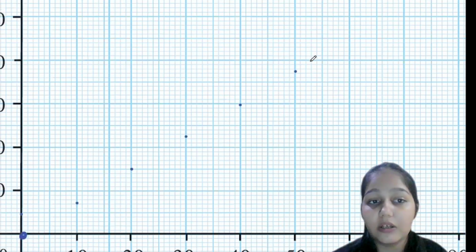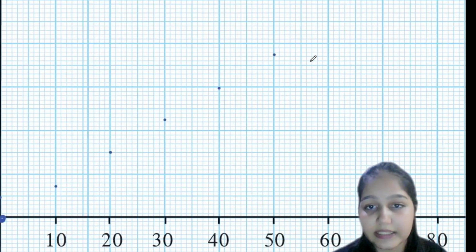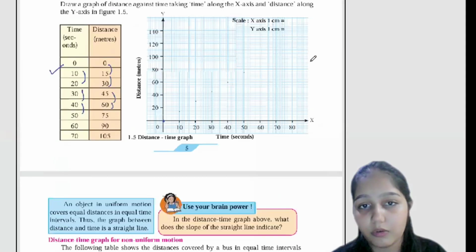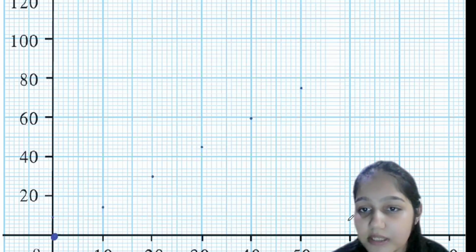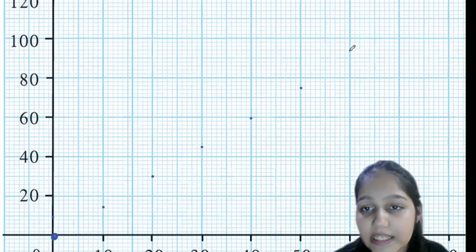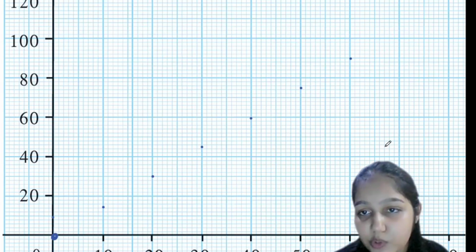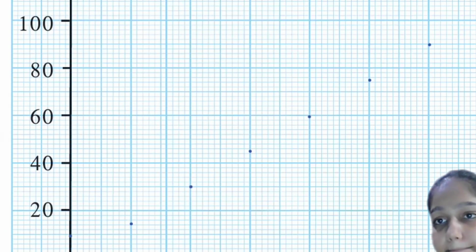Okay. Next one, on 75 and then 90. Okay. So on 60, it is 90. So if I go on 60 directly here, the mid one, that is 90. And then on 70, it is 105. So it will be 102, 104 and in between here.